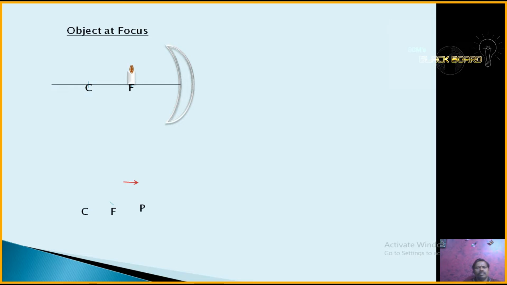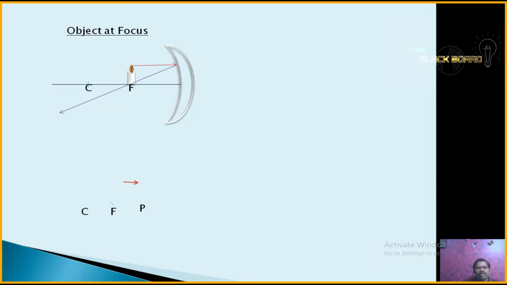So here we kept the object at focus point. First of all, take the parallel ray to the principal axis. As you know, after reflection it passes through the focus. But here, another ray we can't take through the focus, because the object is only at the focus point. That's why let us introduce another rule.